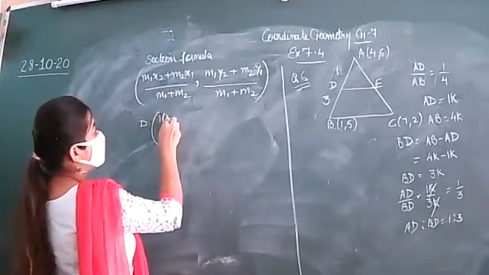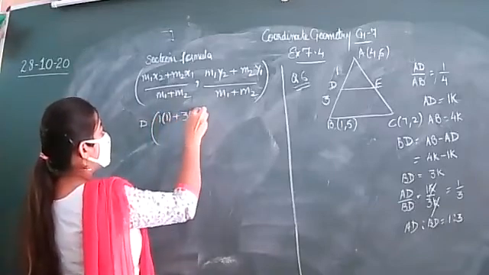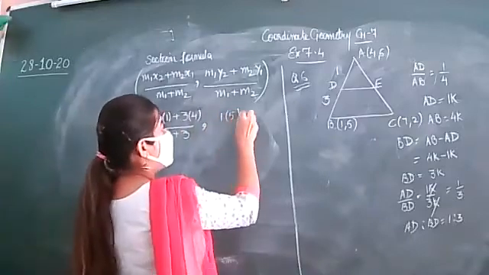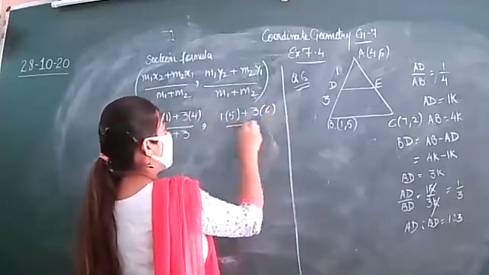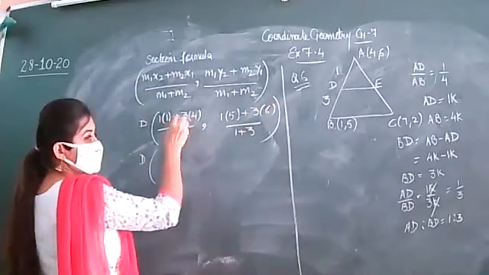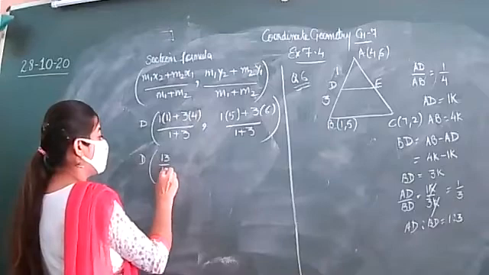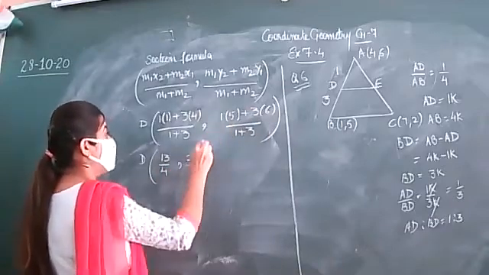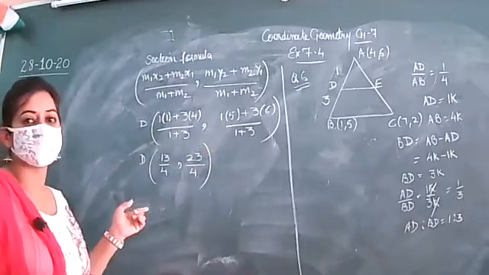Let's put the values directly here. I'm writing 1 into 1 plus 3 into 4 upon 1 plus 3. The next is 1 into 5 plus 3 into 6 upon 1 plus 3. So this is 3 fours are 12 plus 1, 13 by 4. And the next is 18 plus 5, that is 23 by 4. So in this manner, I've got the coordinates of D.